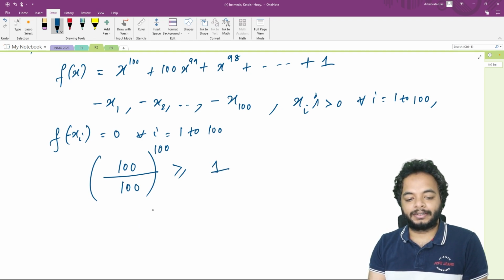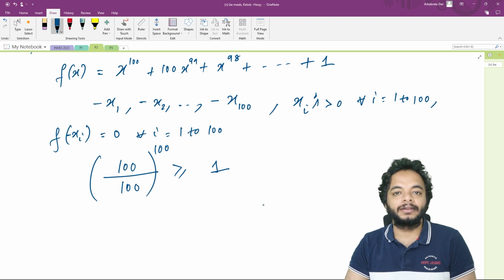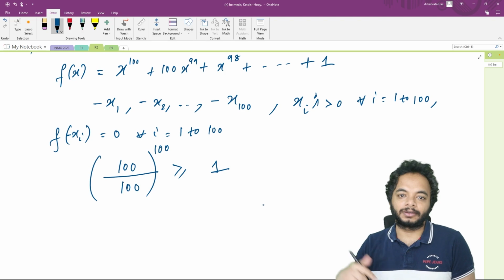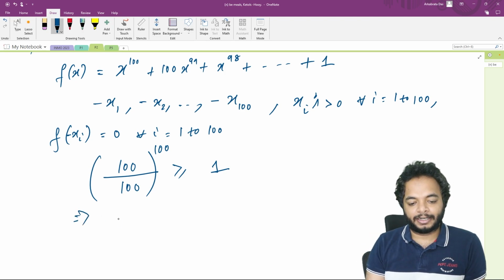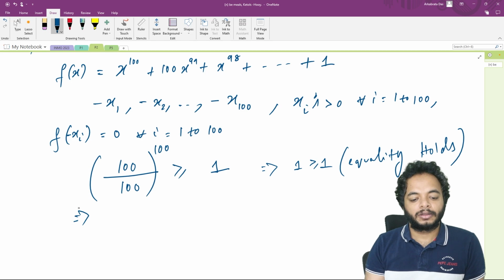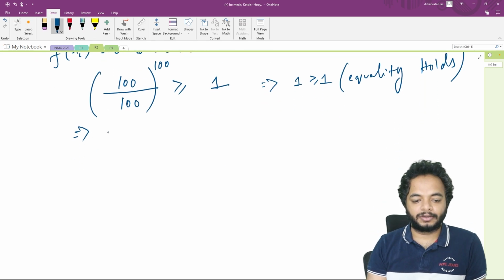And so what we get here is that again the equality holds for AM-GM, and for AM-GM the equality holds when all the terms involved are equal, okay. So that means all these xi's are equal. So here we are getting 1 greater than or equal to 1, so equality holds. So then what we get here is that all the xi's are equal.